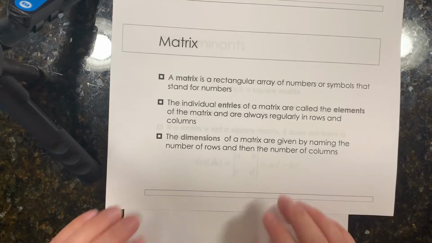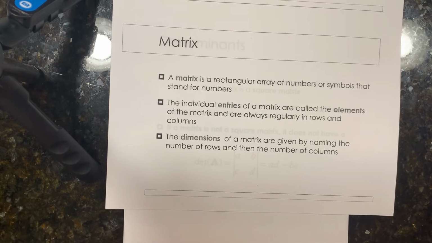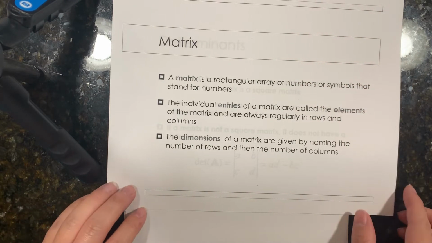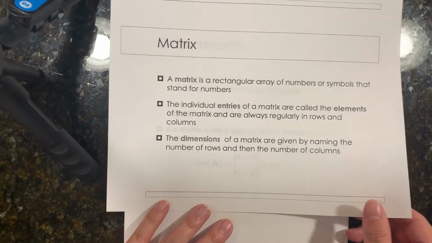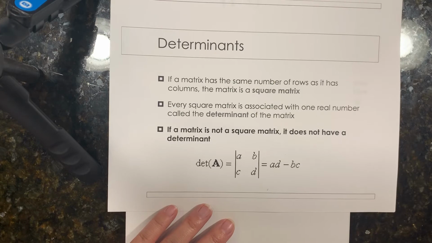So a matrix is just going to be a rectangular array of numbers or symbols that stand for numbers. And the individual entries of a matrix are called the elements of the matrix and are always arranged in rows and columns. And the dimensions of a matrix are given by naming the number of rows and then the number of columns. So these are just some definitions that you don't really need to know, but are just some clarification for if you're reading through the book and you wanted to know what everything meant.